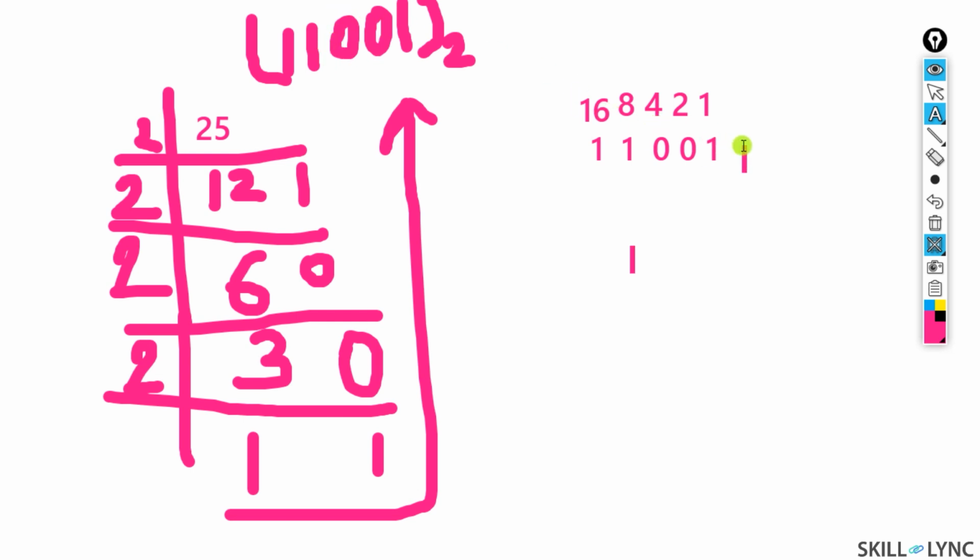11001 and 11001. So in any kind of MCQs or interviews or GATE questions, this is a much easier way to solve the answers rather than the division way. This is known as the double-dabble method, and this is the 8421 rule.